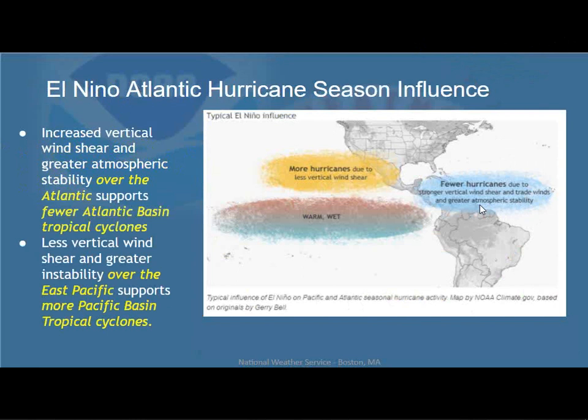And recall that vertical wind shear just refers to changes in wind speed and direction with height. And for warm core systems like tropical cyclones, too much wind shear can result in the storm becoming disorganized, causing it to tear apart. But then on the other side of Central America, over the Pacific, during El Nino events, you tend to have more instability and less vertical wind shear. So it's under El Nino conditions that the Eastern Pacific basin tends to have more tropical activity.